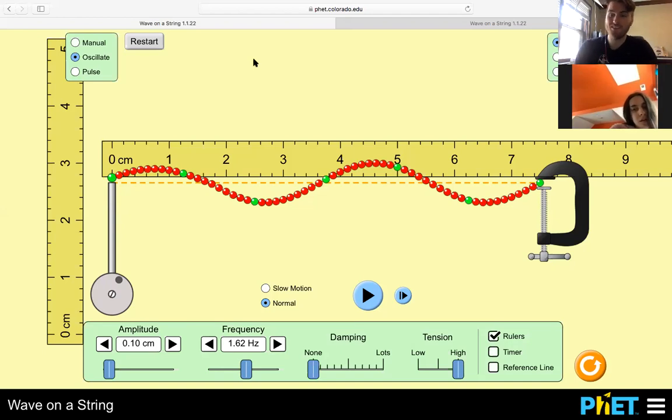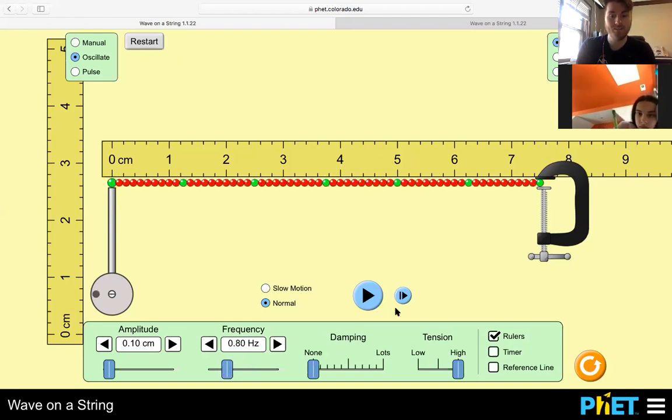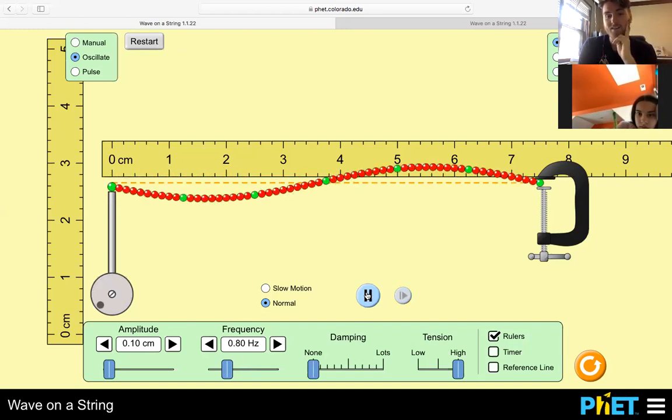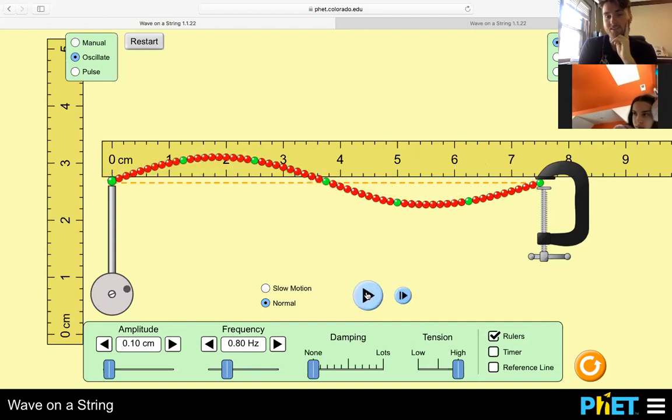So with this string, it's always 0.4 times your harmonic. So if I want to make the second harmonic, I would take 0.4 times 2, and I get 0.8. So if I change my frequency to around 0.8 and I restart it, I should get my second harmonic standing wave, which is what you see right here. It's the exact same thing.